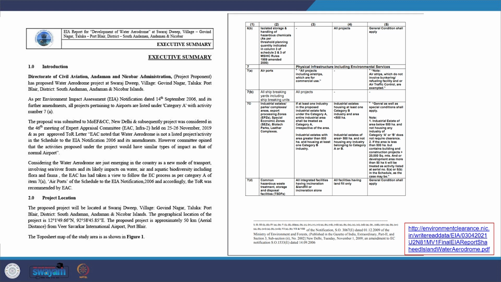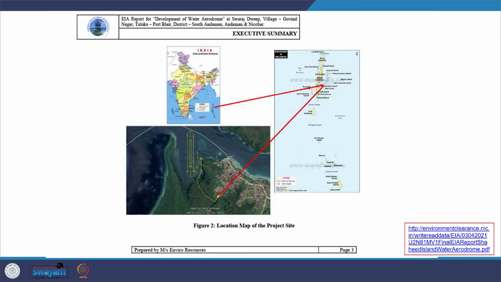So looking at the project location, just to understand, so that all our learners understand where it is located. You can see the island here. You see this island. Here you see that these are the Andaman and Nicobar Islands, and that is where the project is located. And you can see the runway here, how the water runway would be there.